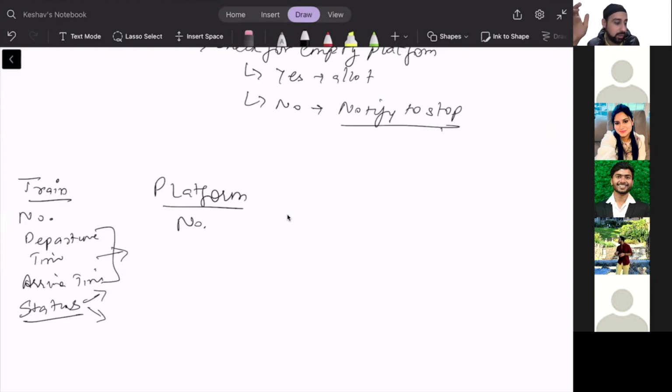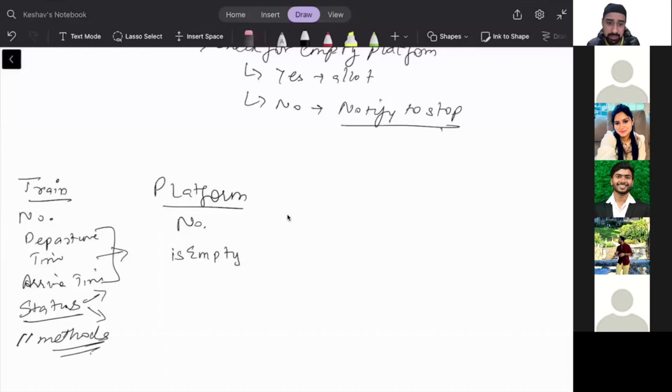These are the entities, and of course, you need to add certain supporting methods. We should add them, but in the interest of time, I just want to say that there are methods. What about platform? The platform number is always there. Then, is it empty or not? Platform number, and whether it is empty or available.